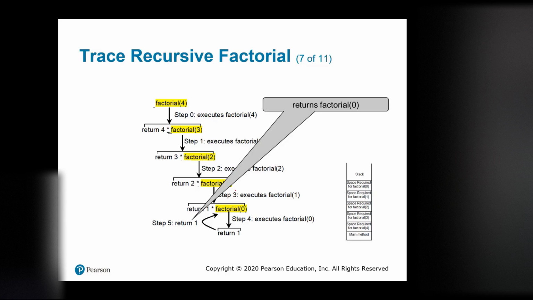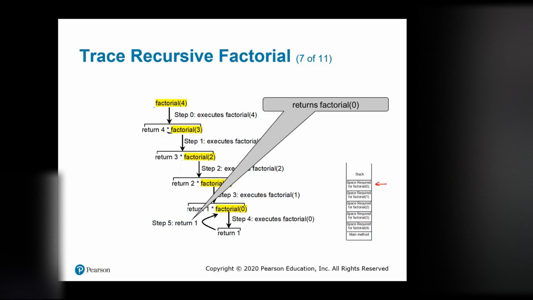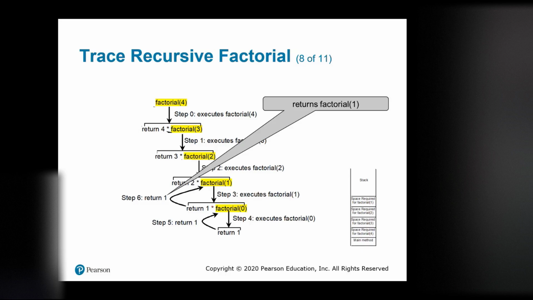Now this 1 is returned, and after it is returned, we don't have to keep aside any memory on the stack. So that space will be emptied. So now you will see that once it returns 1, you no longer have space allocated for factorial 0 because we calculated it and returned the value. Now, after 1 is returned, we calculated factorial 1, and that factorial 1 value is returned for factorial 2.